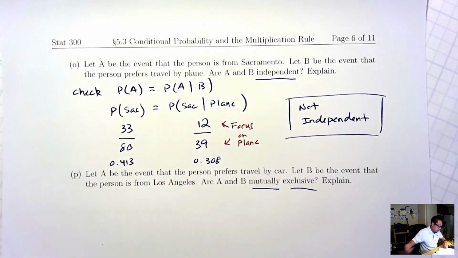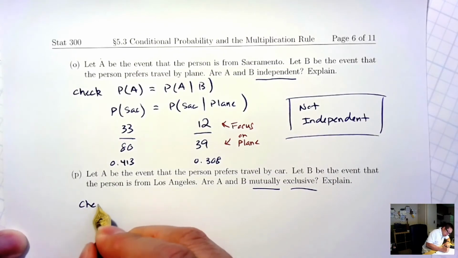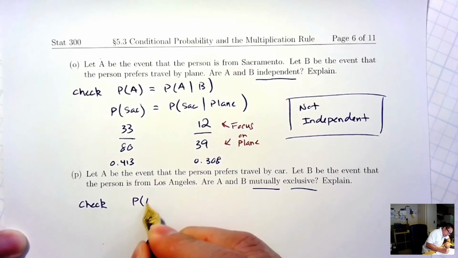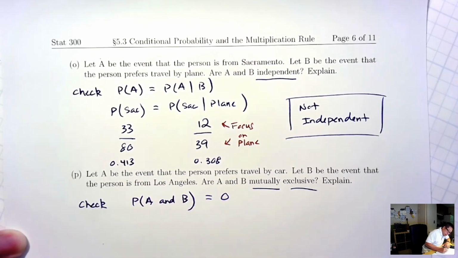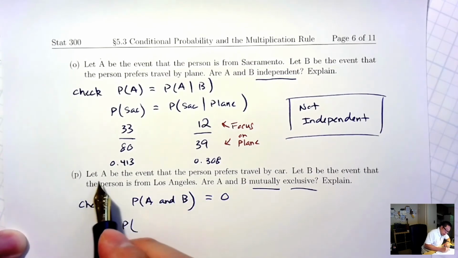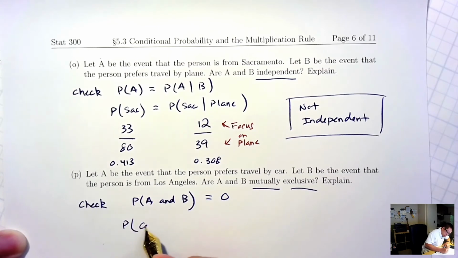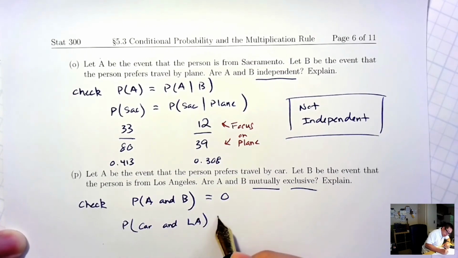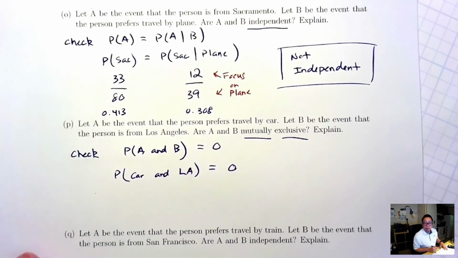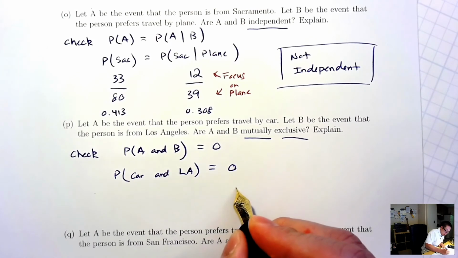Okay? So we should be checking whether the and is equal to 0. And let me replace A and B with what we're talking about in this problem. A here is car. B is LA. Okay, so check left side, check right side. Right side's already 0, so that's nothing to check there.